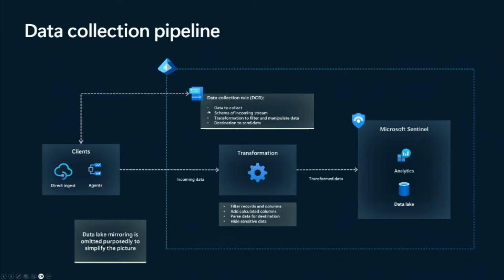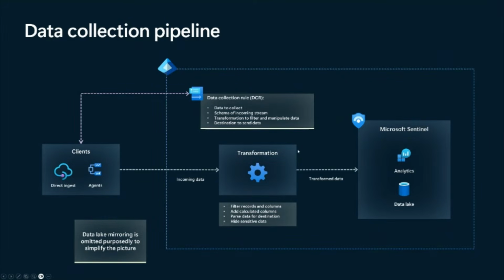Depending on the scenario, your data collection rules can specify some or all of this information. What kind of data am I going to be collecting? What's the schema of that incoming data? What types of transformations do I need to apply to that data? We have a few of those listed here. Then lastly, where's the destination? Where's that data going? Once it's processed, is it going to an analytics workspace, and potentially even other destinations like event hubs and storage?